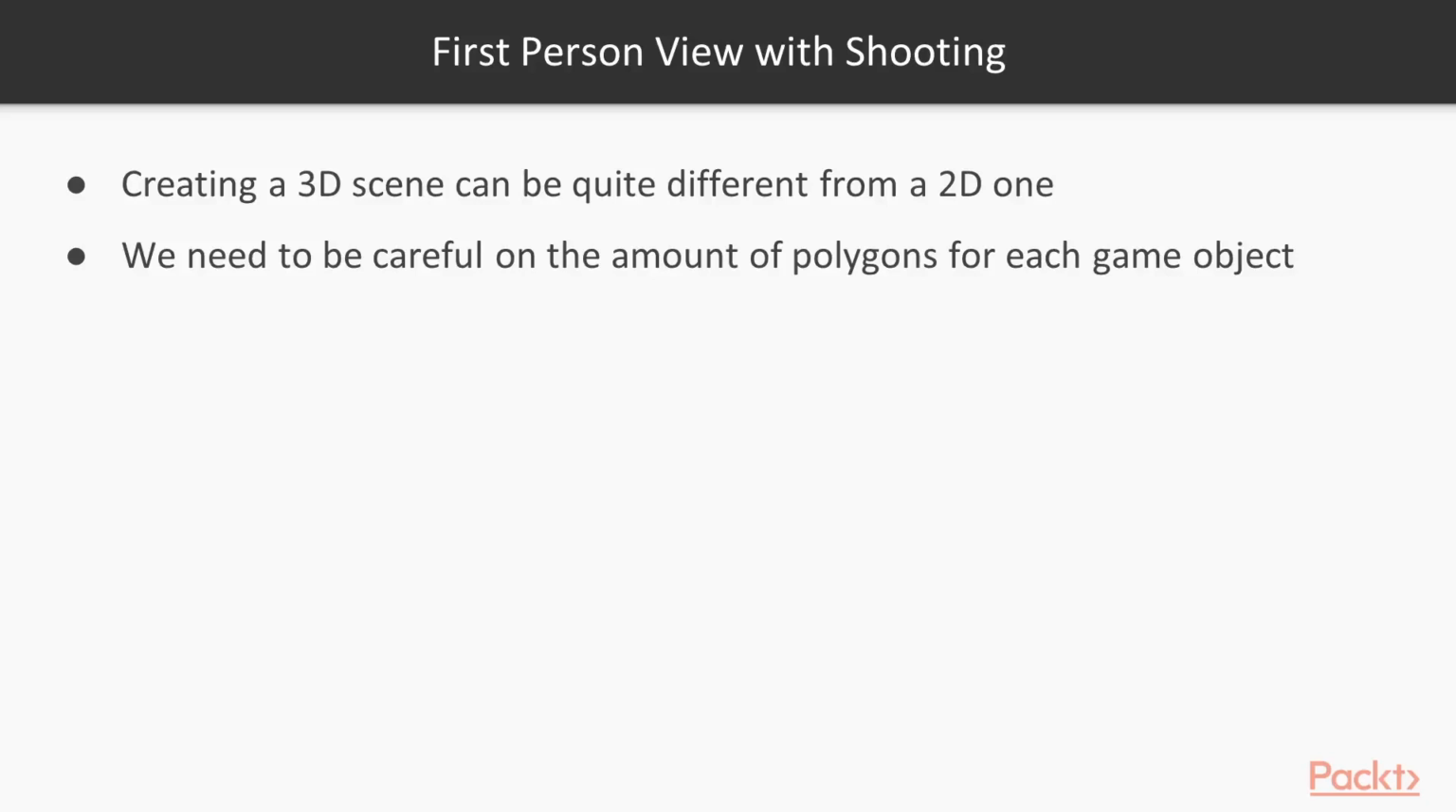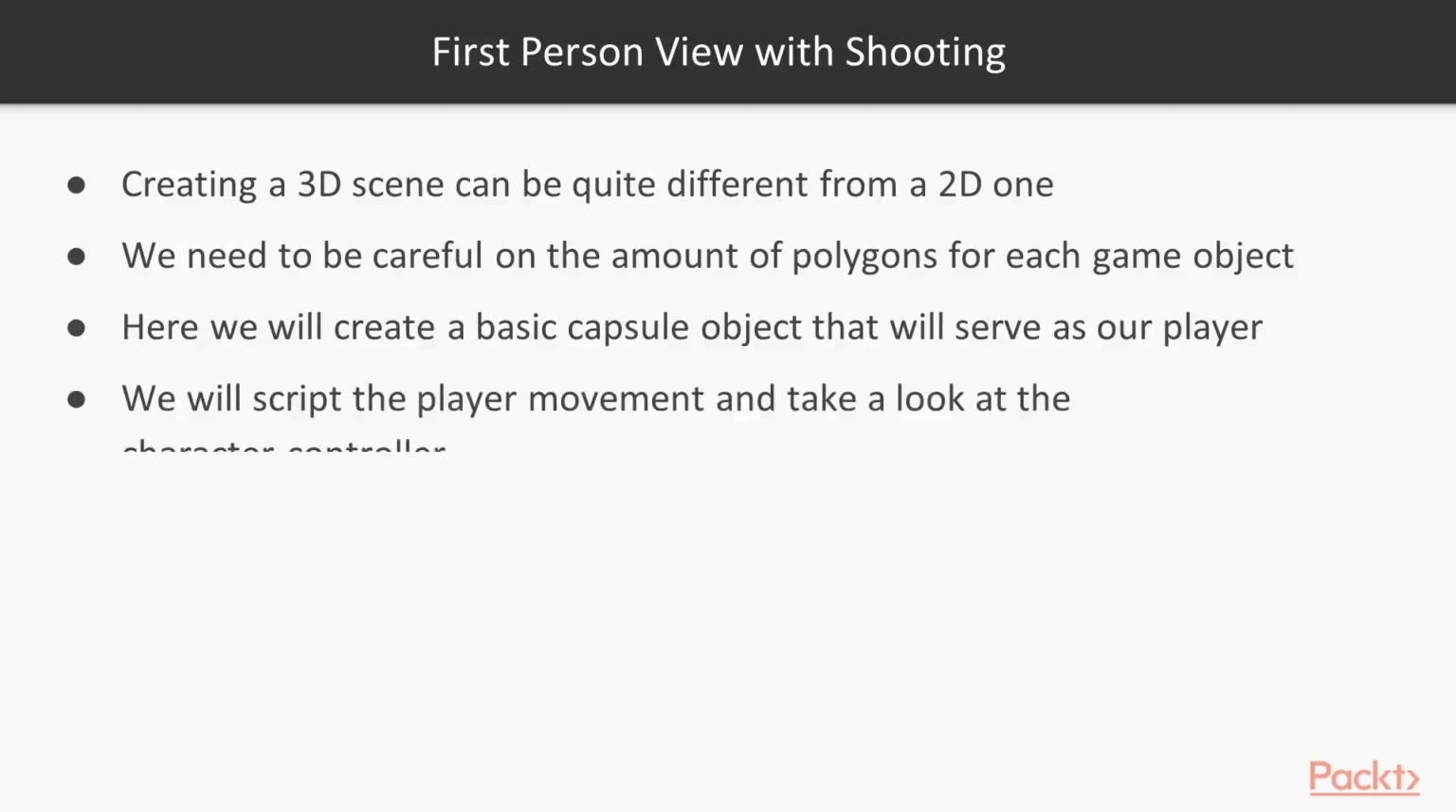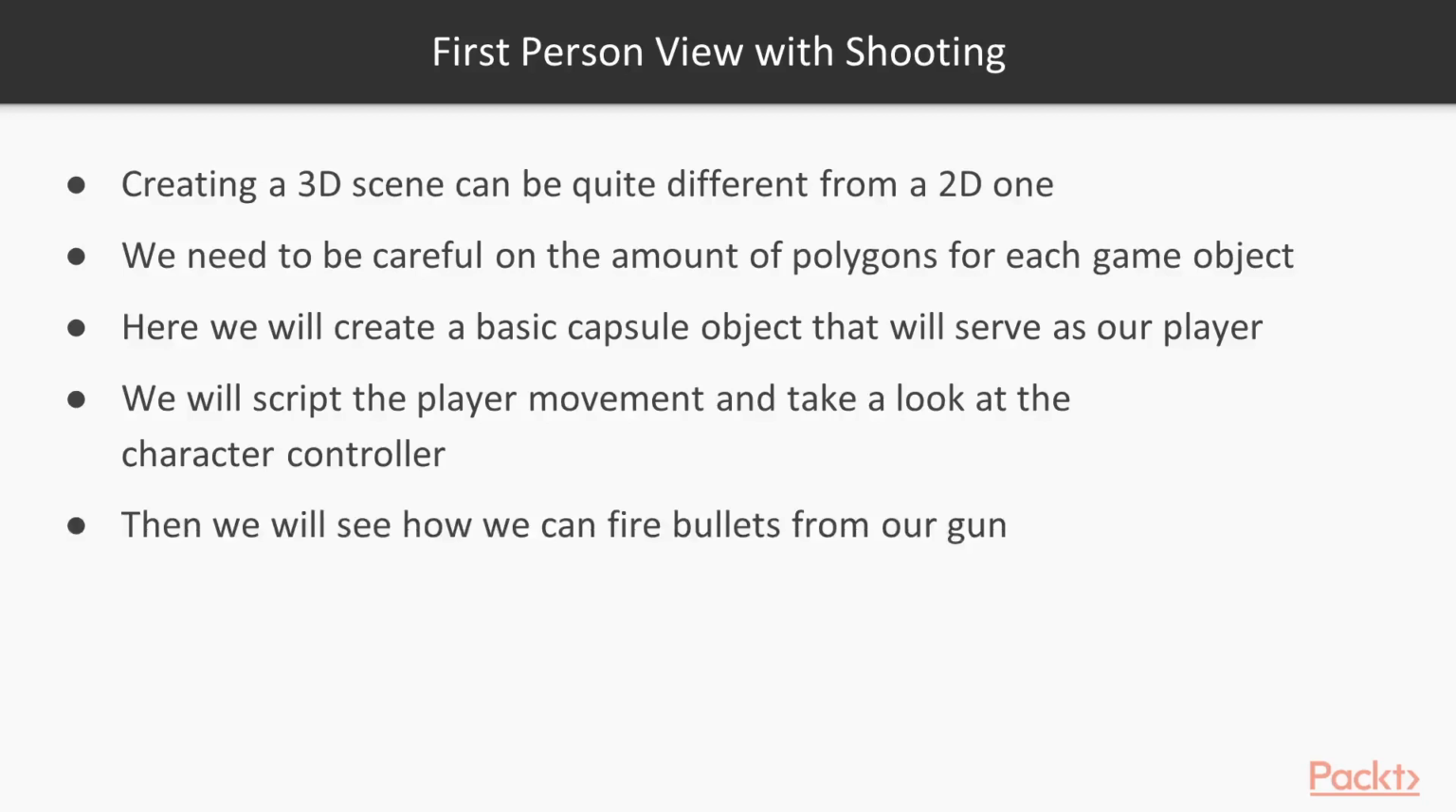For this example, we're just going to use a couple of 3D objects, which will include the revolver, as well as the enemies themselves. Here we will create a basic capsule object to serve as our player. We will move the camera to be a part of the object itself, so it's going to be a child object. Then we will have a true first-person view. We will script the player movement and then take a look at the character controller component, which we will need in order to have physics colliding with our player and also to have more humanoid-like movement. Then we can also see how to fire bullets from our gun.